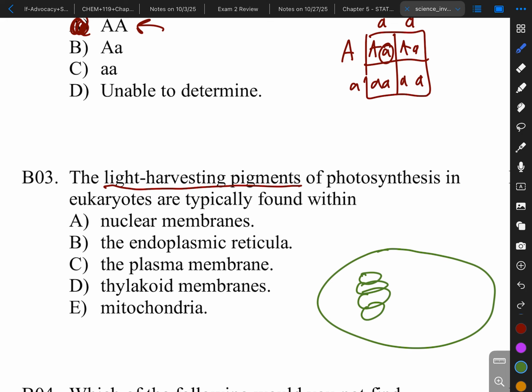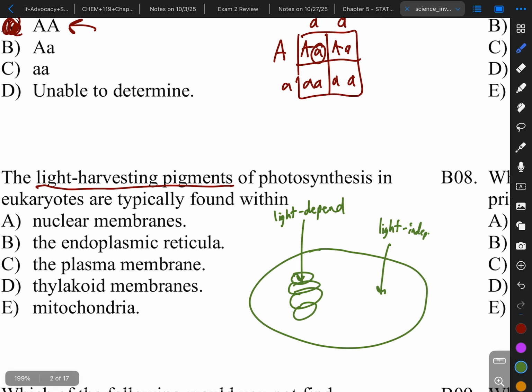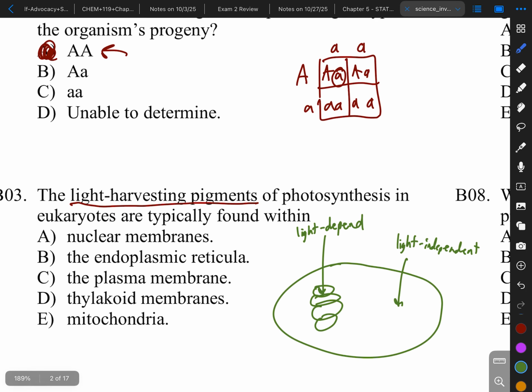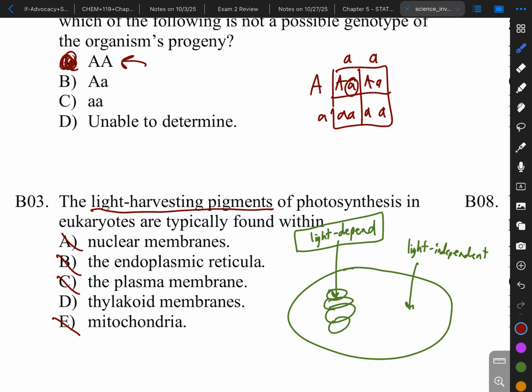So, we know the thylakoids are where the light-dependent reactions occur. Light-dependent, meaning the thylakoids need light. The stroma is where light-independent reactions occur, which is when no light is needed for these to go. So we're trying to find where the light harvesting pigments are found, and that makes more sense if they're found in the areas that depend on light, meaning the thylakoid membranes.